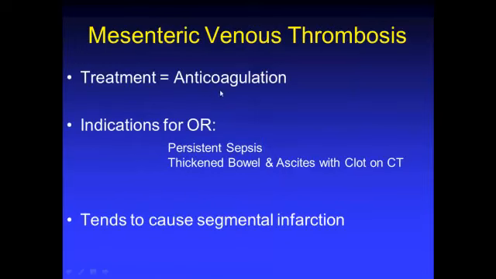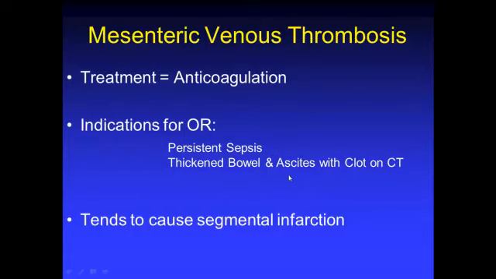Treatment for mesenteric venous thrombosis is anticoagulation, and as long as they don't have peritoneal signs or sepsis, then you don't necessarily have to go to the operating room with these patients. But indications for OR, certainly peritoneal signs, so an acute abdomen, sepsis, which doesn't respond very quickly to non-surgical intervention, including anticoagulation, antibiotics, and fluid resuscitation.